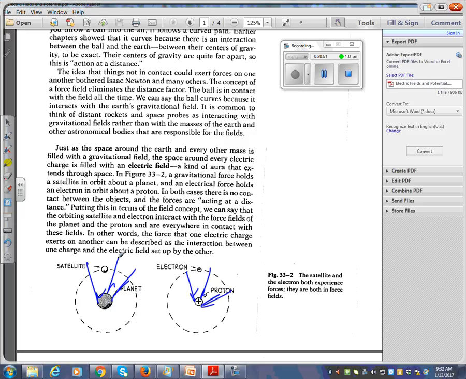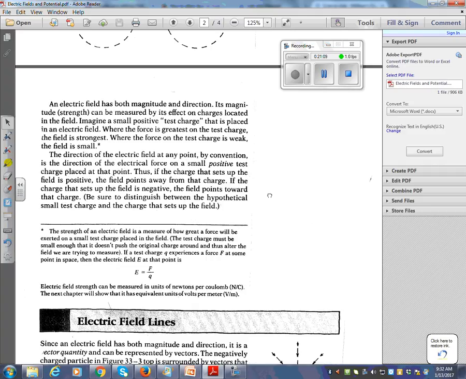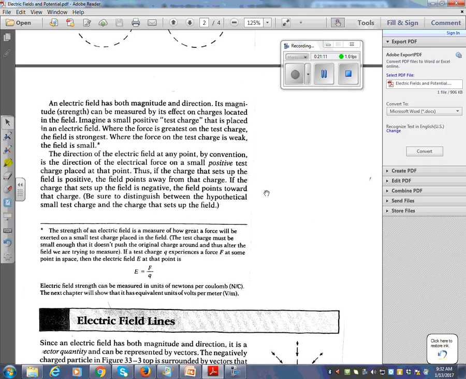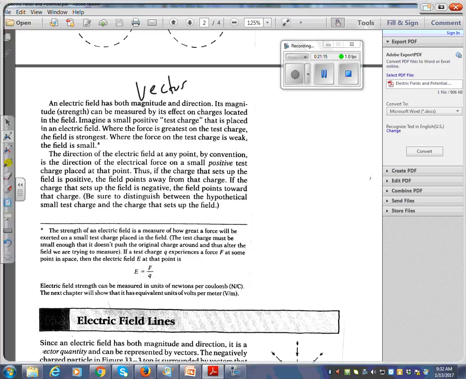Okay? In other words, the force that one electric charge exerts on another can be described as the interaction between one charge and the electric field set up by the other. So every object that has a charge has an electric field, just as every mass has its own gravitational field. An electric field has both magnitude and direction. What does that mean? It means it's a vector. Well done. It's one of the other vector quantities.